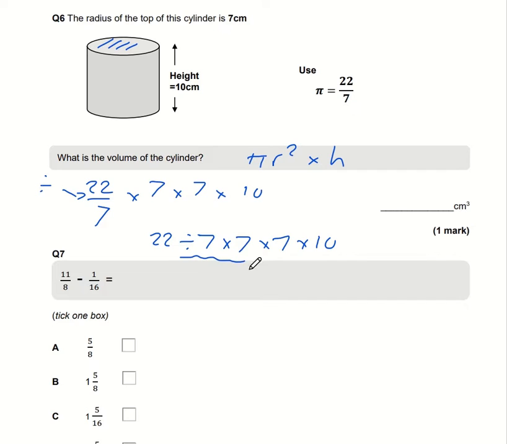Well, if we're dividing by 7 and then multiplying by 7, doesn't that seem a bit of a waste of time? Why don't we just get rid of both of those, because one cancels out the other. So 22 times 7 times 10, I'll save the times 10 till the end because that's going to be quite easy. What is 22 multiplied by 7? 2 7s are 14, carry 1. 2 7s are 14 plus 1 is 15. 154 times by 10, so that is 1540 cubic centimetres.